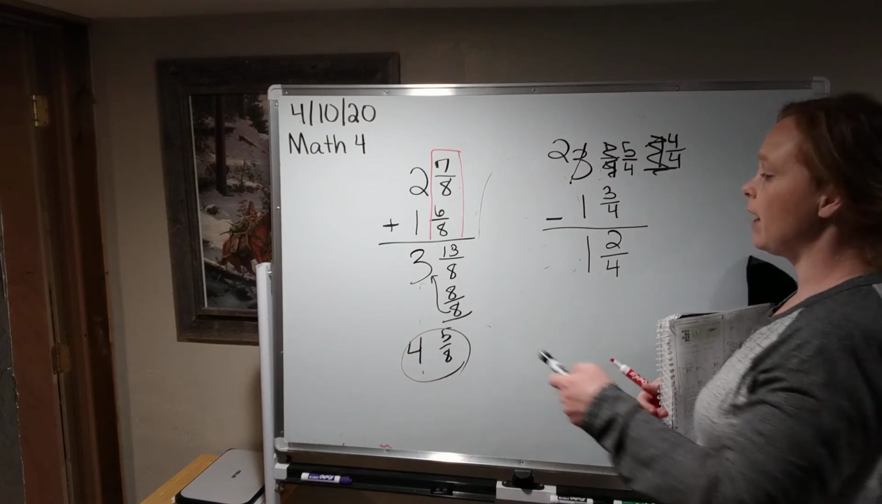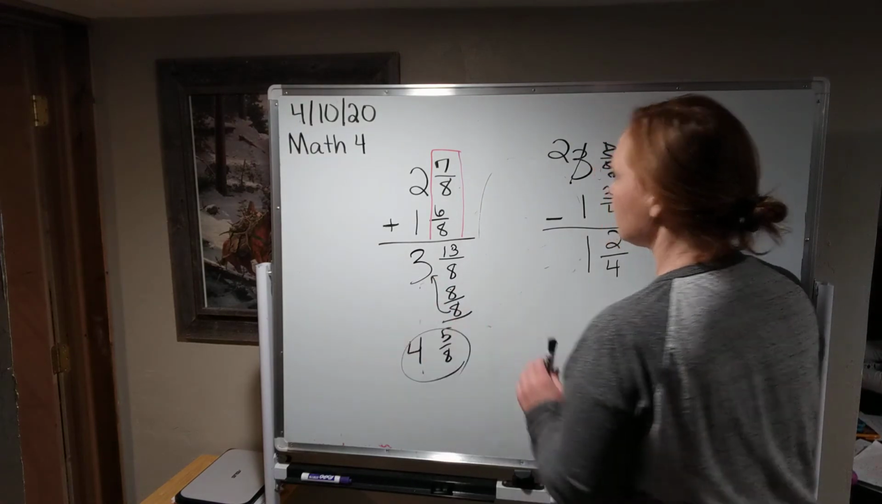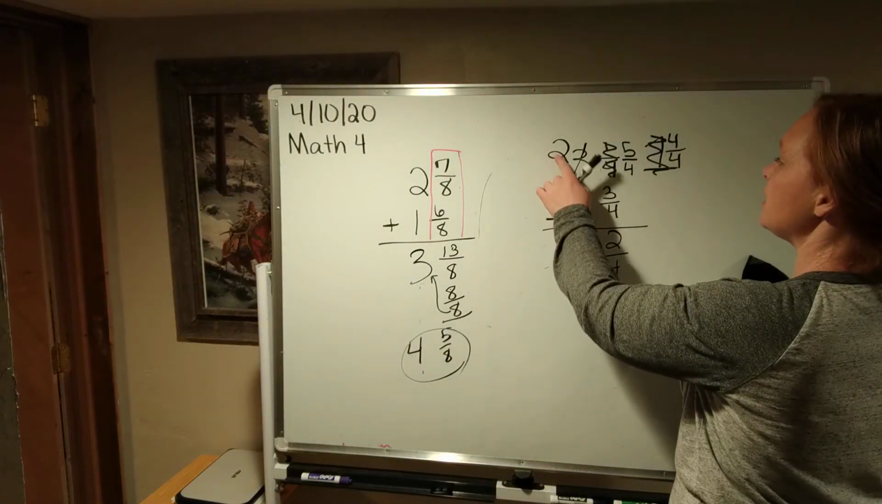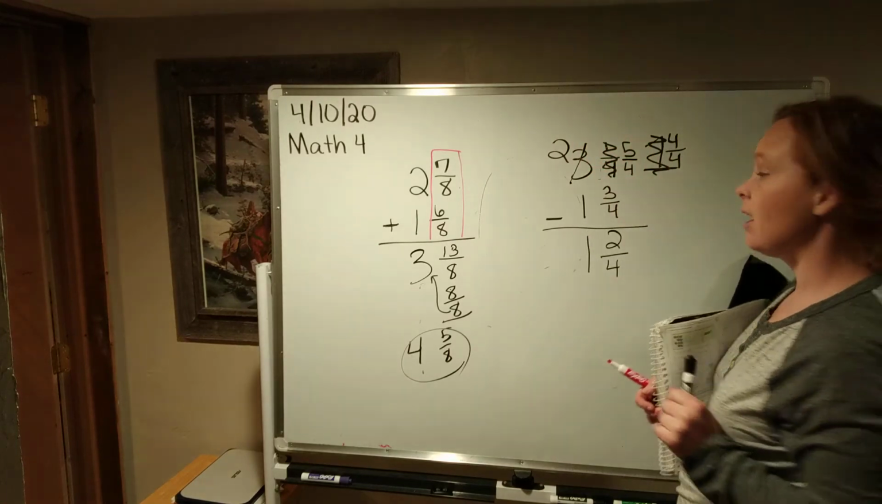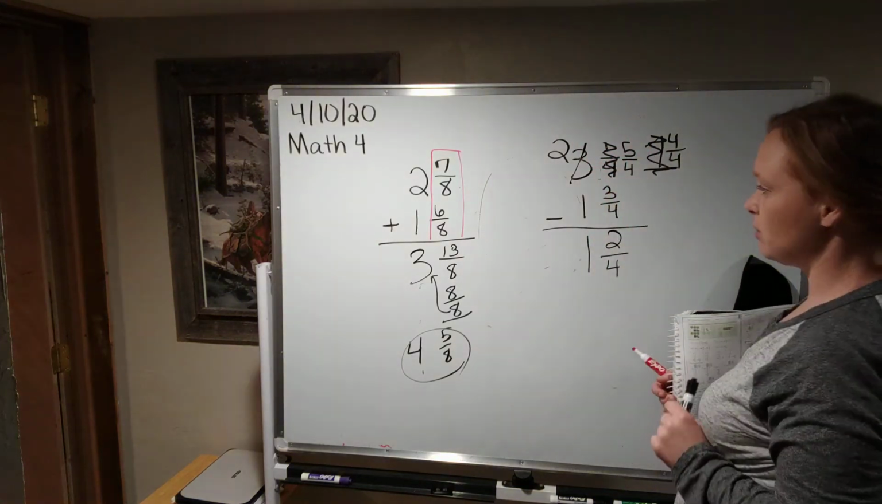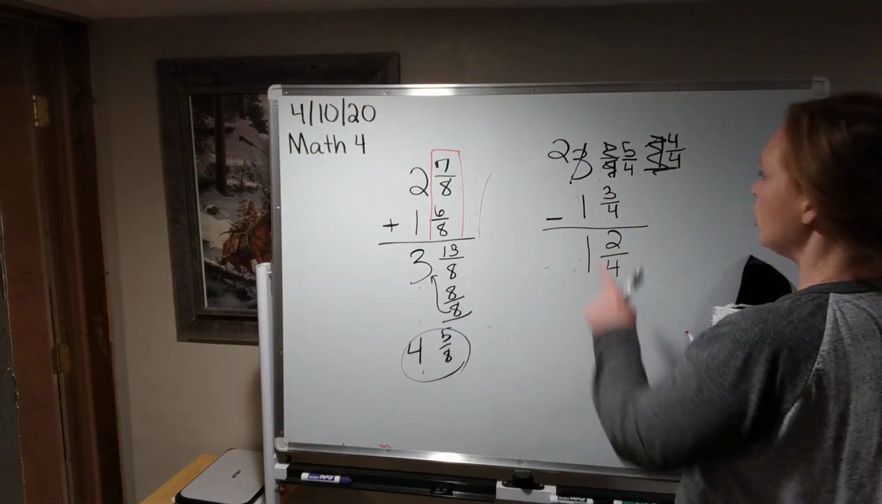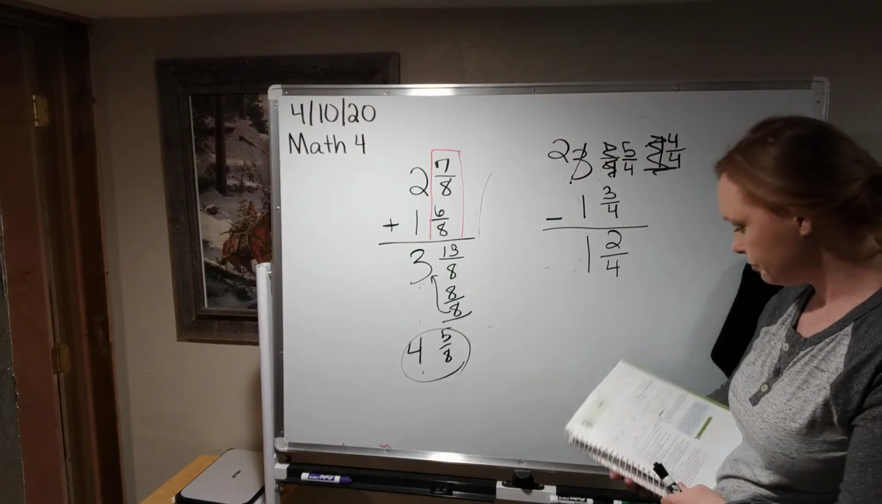Okay? So when we're adding, our work comes down here to take out the whole and move it over. When we're subtracting, if we have to borrow, then we have to take the 1, and as we're moving it over, break it into a fraction. That way we can subtract properly. You may not always have to borrow here, but now you know how to.